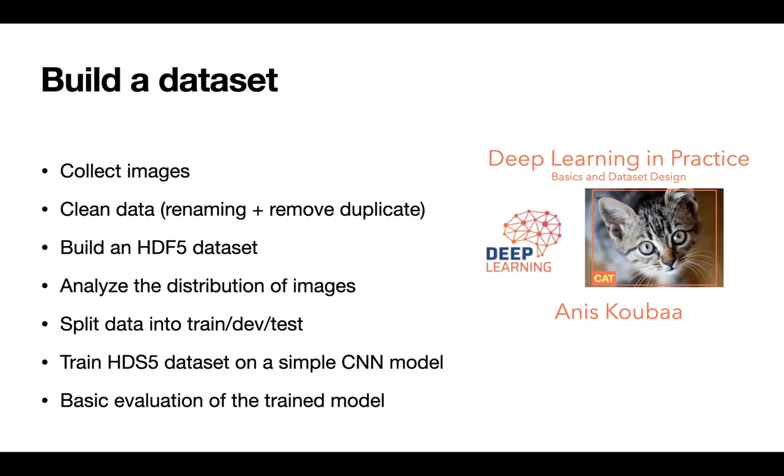In the second part of the first course, we demonstrated how to build a dataset efficiently from scratch, starting from data collection, then how to clean the data, remove duplicates, and avoid having a bias on the trained model. We also presented how to build an HDF5 dataset and how to create the distribution of images and analyze it. In addition, the course showed how to split a dataset into a training, dev, and test dataset and how to create binary labels for the different classes. Finally, we trained a simple CNN model on the created dataset and we conducted a basic evaluation.